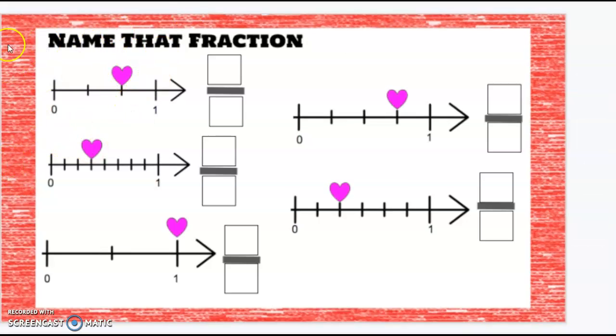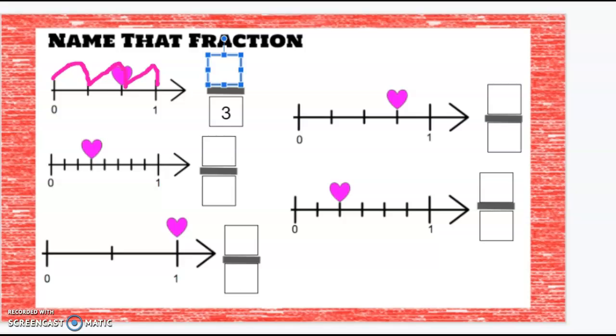Name that fraction. Well, first of all, I'm going to start off by figuring out how many pieces or how many spaces are in my number line. Okay, 1, 2, 3. So my denominator is going to be 3, and you just double click and you can type in your denominator. And then my numerator is going to be where the little piece is right here.